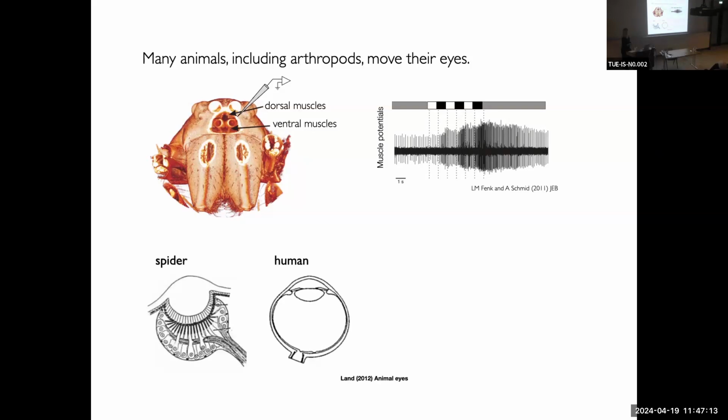So here there are spider and human eyes, the invertebrate eyes and the vertebrate eyes that we know that move, and they are at least superficially quite similar.